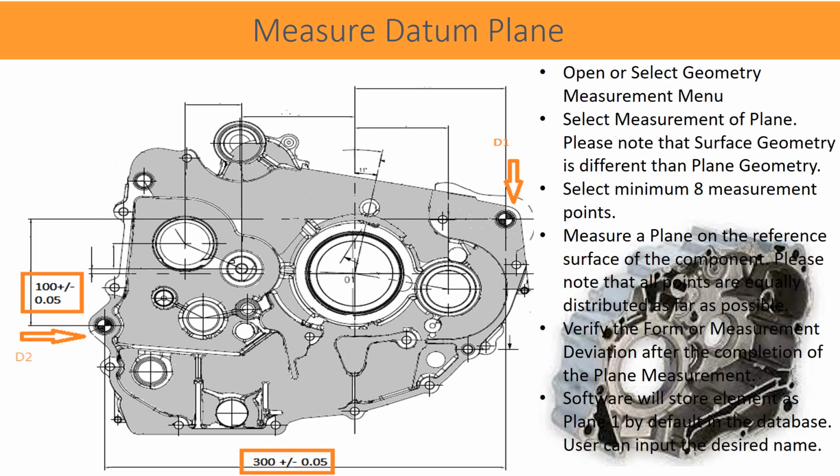Open or select geometry measurement menu. Select measurement of plane. Please note that surface geometry is different than plane geometry. Select minimum 8 measurement points. Measure a plane on the reference surface of the component. Please note that all points are equally distributed as far as possible.